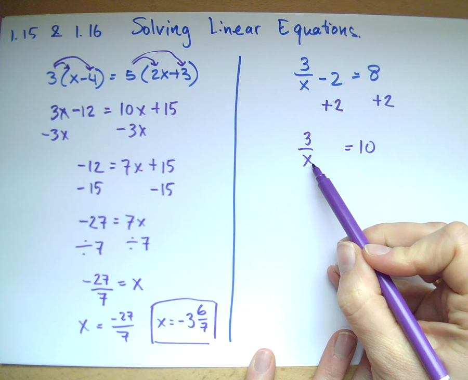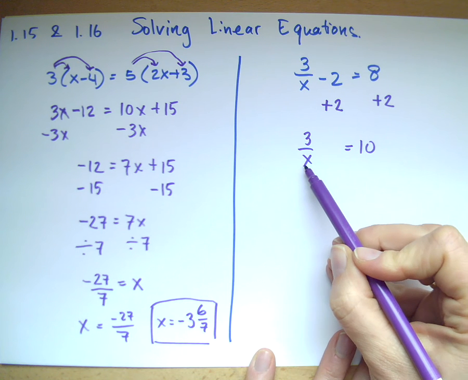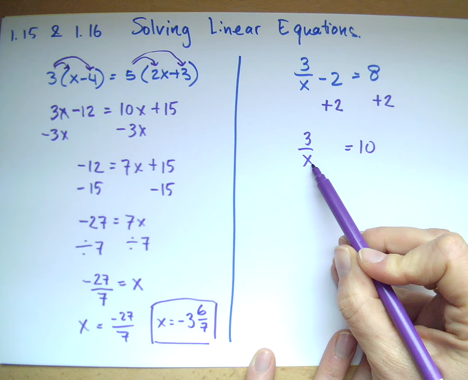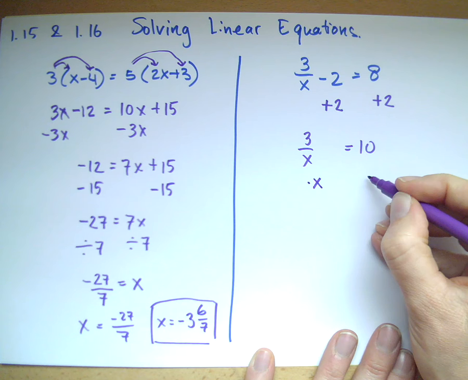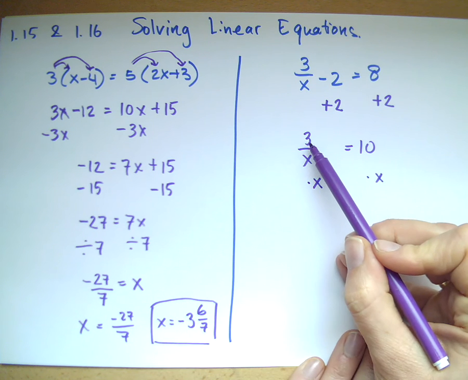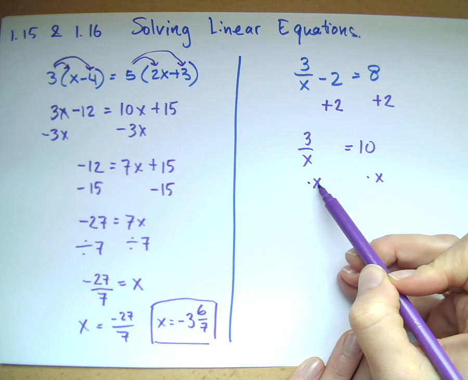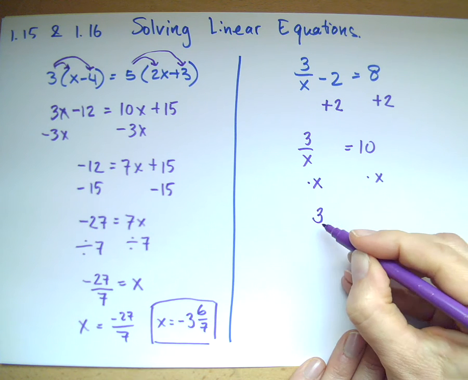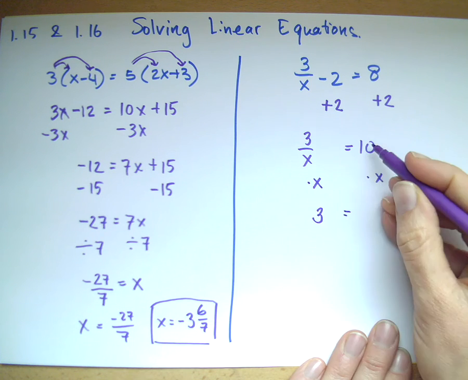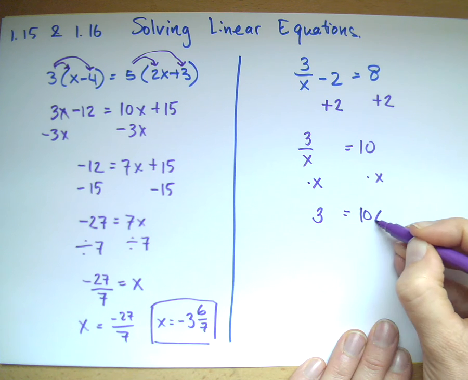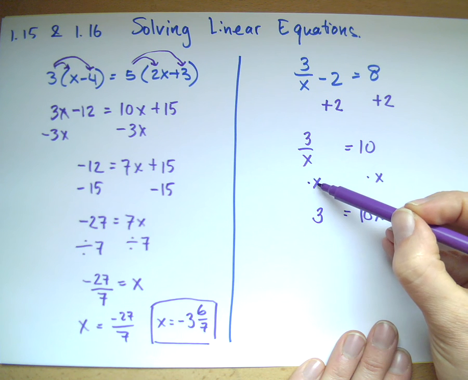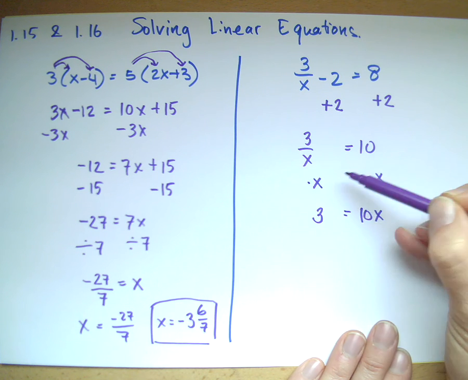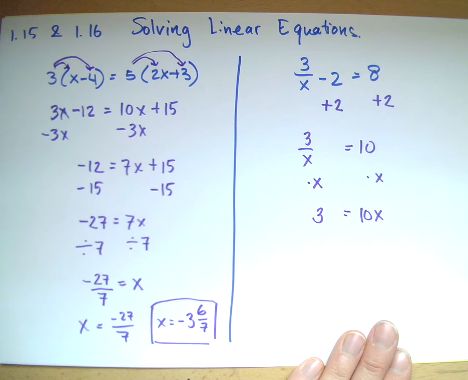X is the denominator. We don't like that. We don't want it to be on the bottom here. So how do we get rid of it there? We multiply by x. Do that on both sides. So 3 divided by x times x is 3, right? 10 times x is 10x. Does that make sense? 3 divided by x multiplied by x, x is just 3. 10 times x is 10x. Okay.